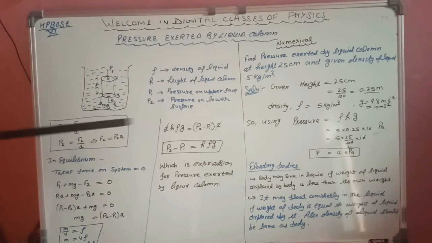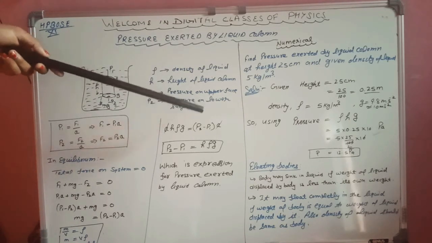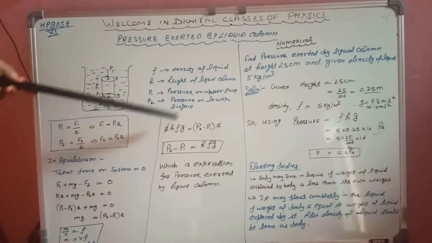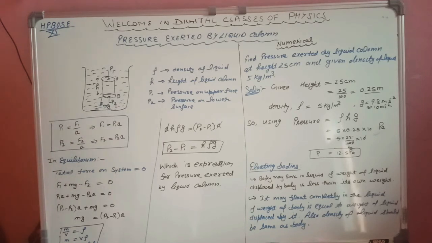So instead of m I have written rho g (P2 minus P1) A. So from here, A and A is the area, so they both will cancel out. P2 minus P1 is equal to H rho G. And this expression is very important for numericals as well as for MCQs.